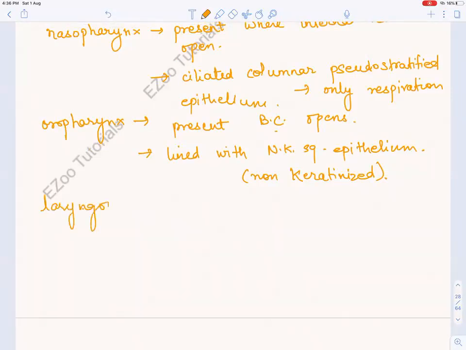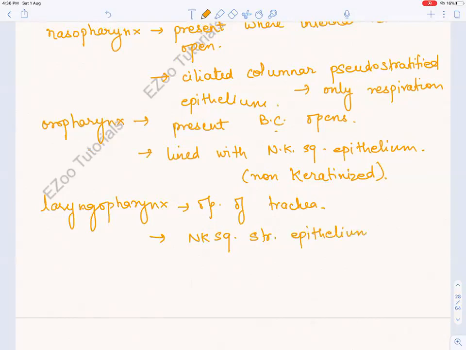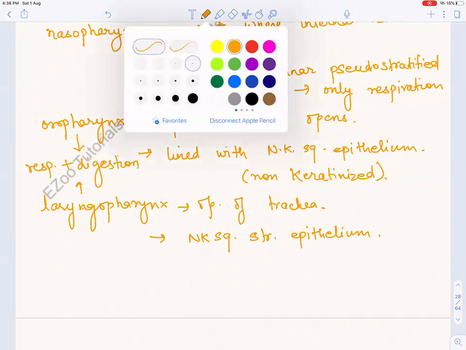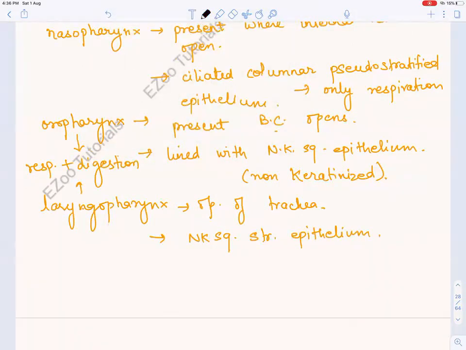So the laryngopharynx is present opposite the trachea. As you can see, I have drawn the exact coordinates. It is lined with what? It is lined with non-keratinized stratified squamous epithelium. The laryngopharynx and oropharynx help in both respiration and digestion, and that is why we do it in both chapters. Now you understand why we do both the chapters.